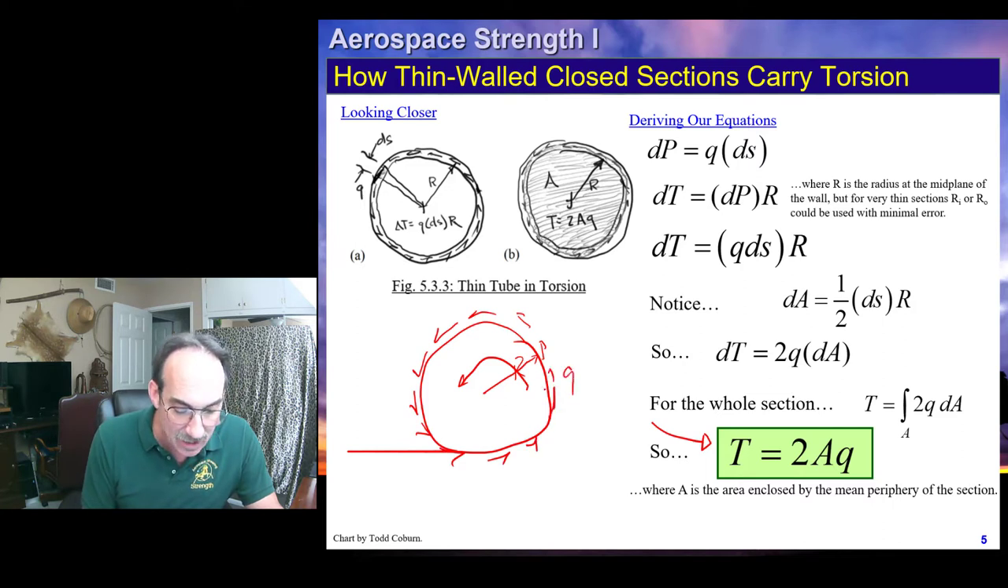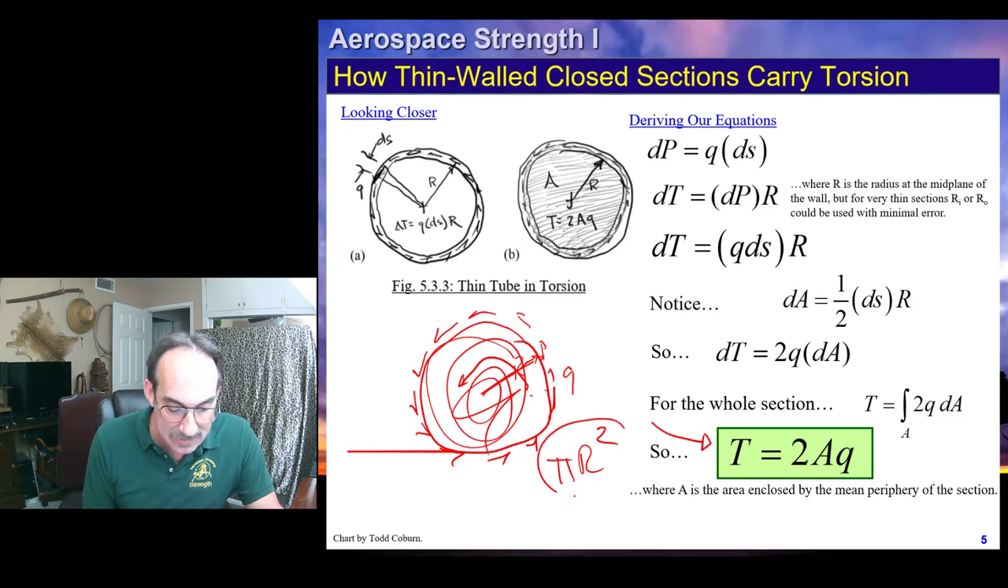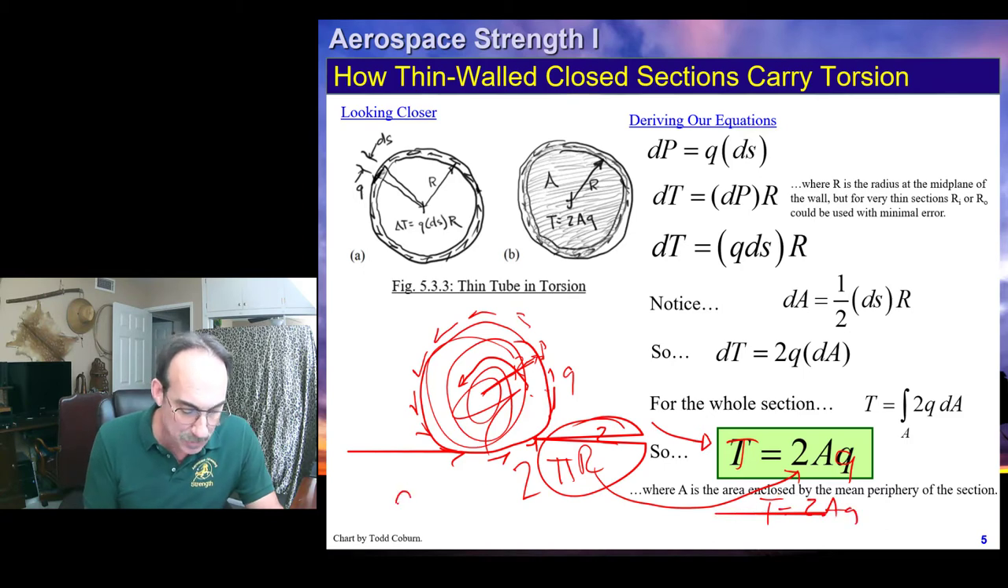And if we take the enclosed area of that Q and we multiply it by 2, what's the enclosed area of this particular circle? Well, it's pi r squared, right? That's the enclosed area for this guy. That's the area. And if we take twice that and multiply it by the Q, that's equal to the torque. That means we can say that the torque equals 2aq. That means we can say that Q equals T over 2a.